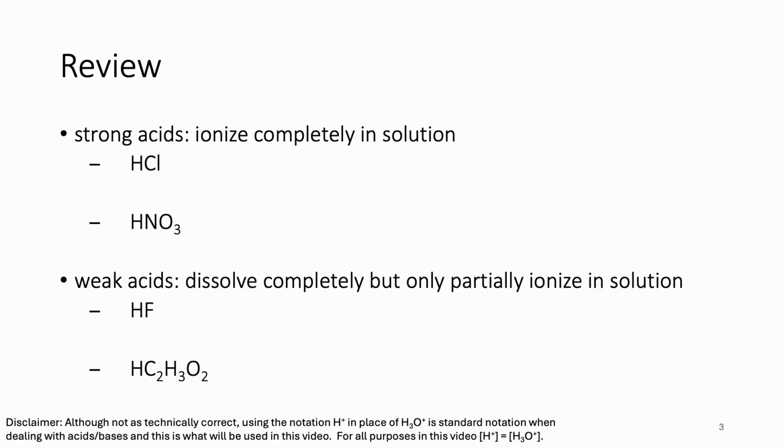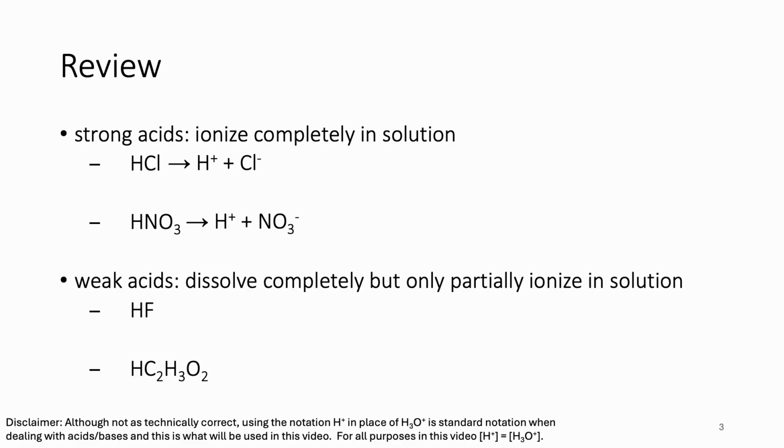When we think about strong acids, what makes something a strong acid is that it's going to ionize completely in solution. So if you had hydrochloric acid, it will ionize completely in solution to give you your hydrogen ions and your chloride ions. If you were to look at an acid like nitric acid, which contains the polyatomic ion nitrate, it will also ionize completely into hydrogen ions and then your nitrate ion.